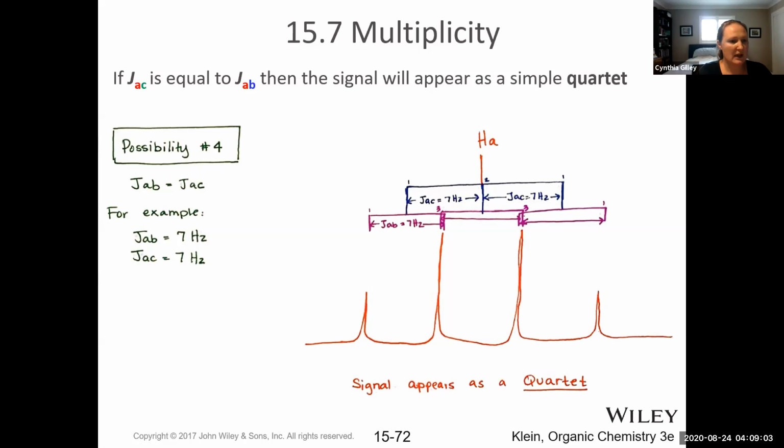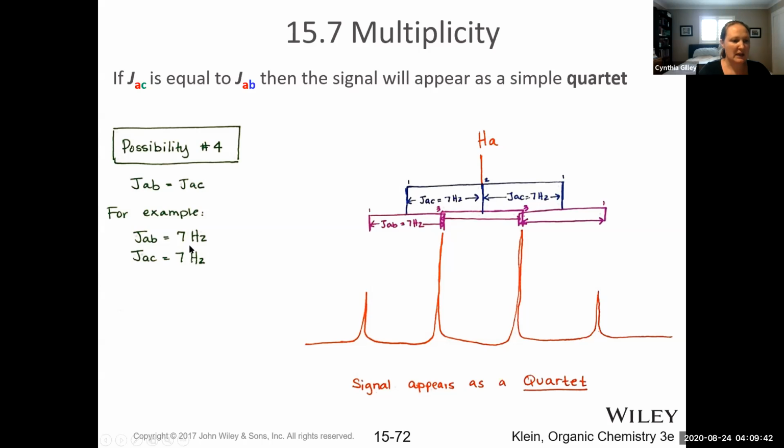Possibility number 4. What if, by happenstance, even though they're totally different types of protons, A and B, their coupling constants are equal? What if the magnitude of how C affects A and B affects A are the same? We'll actually get a simple quartet. In that case, this is like using the n+1 rule. We've got 2 neighbors on one side, 1 neighbor on the other side, that's 3 neighbors. We use the n+1 rule to predict a quartet. That only works with non-equivalent neighbors when the coupling constant is the same, is identical.